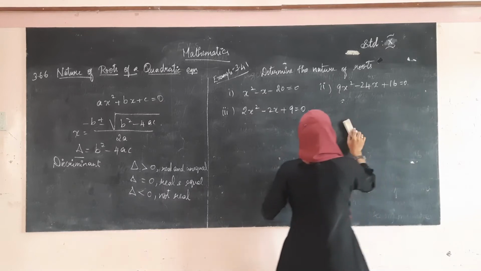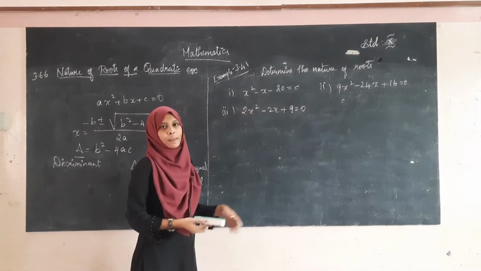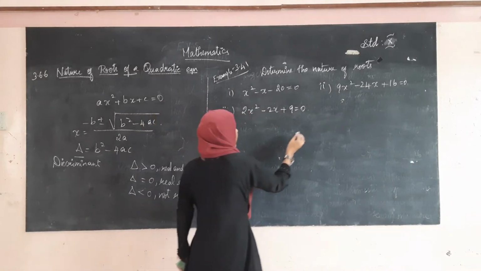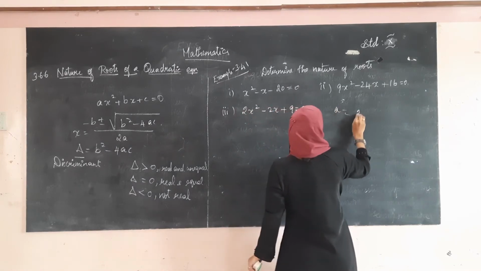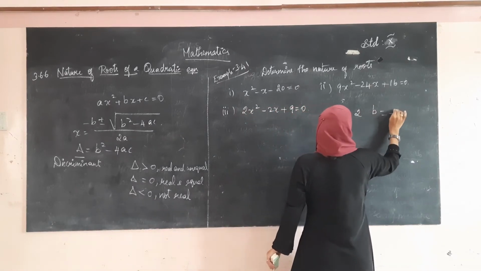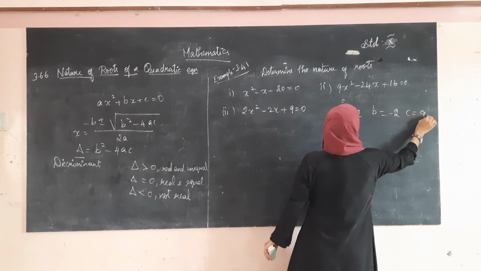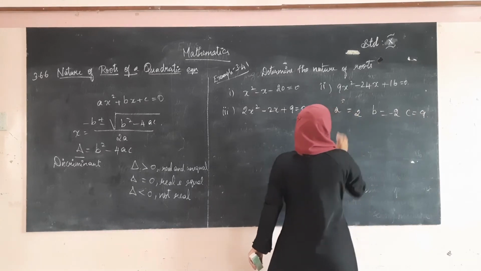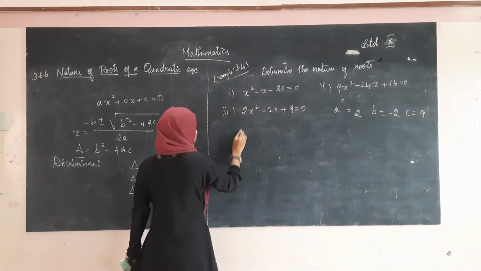What is the question they have given? 2x square minus 2x plus 9 is equal to 0. From this, what's the value of A? A is equal to 2 and B's value is minus 2 and C's value is 9. Okay. Shall we find the value of discriminant?